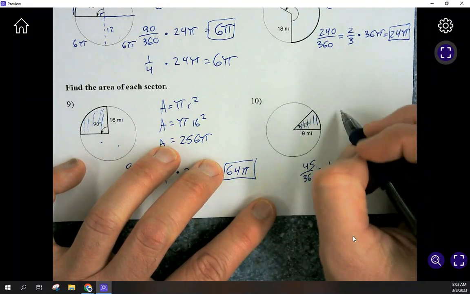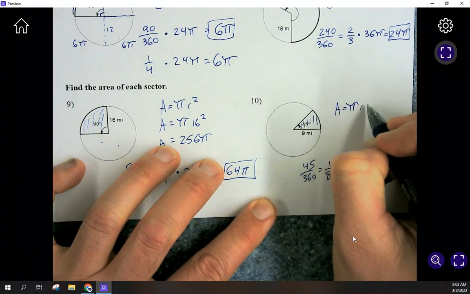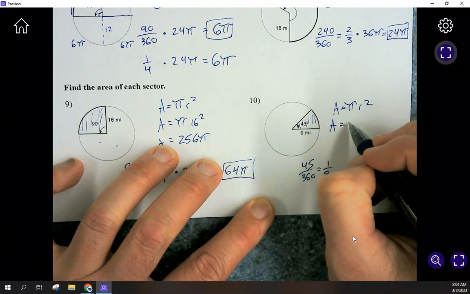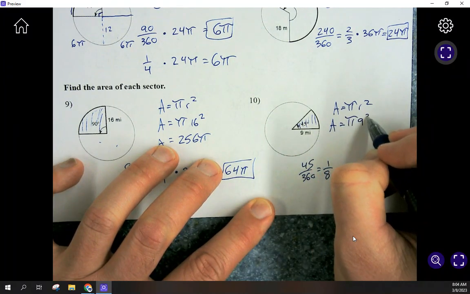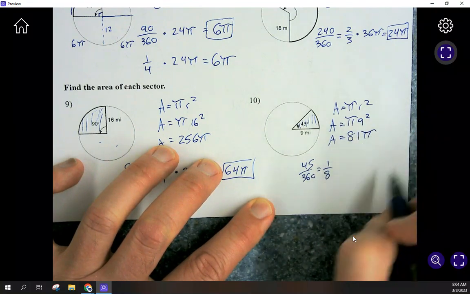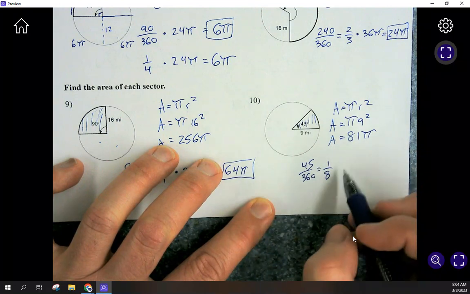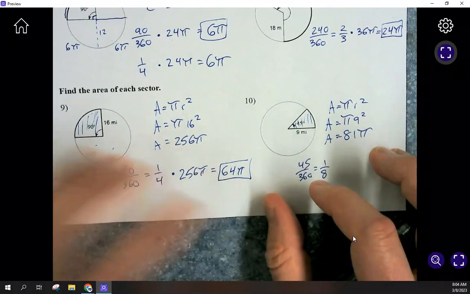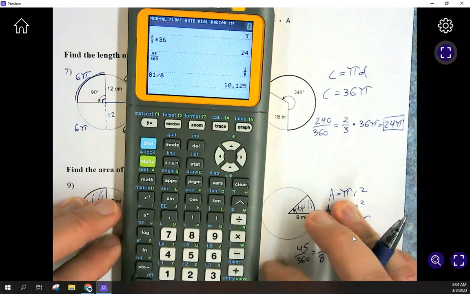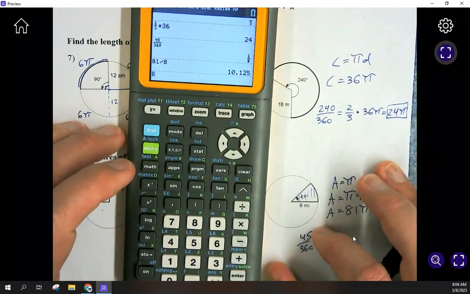The area of the whole circle, pi r squared. Again, they gave me the radius. I don't have to change that number. 9 squared. 9 squared is 81. So the area of the whole circle is 81 pi. We want 1/8 of that. So if I did 81 divided by 8, I don't get a perfect number.